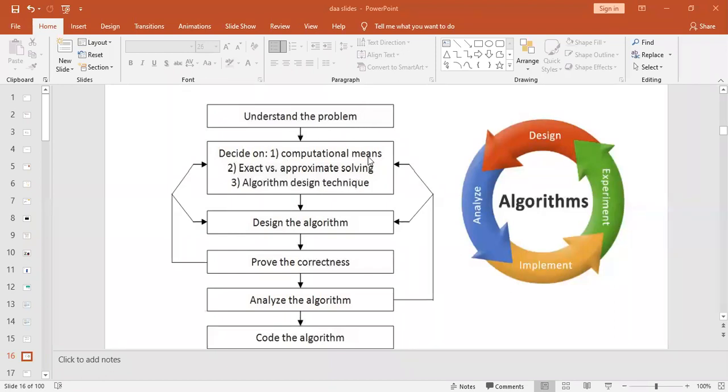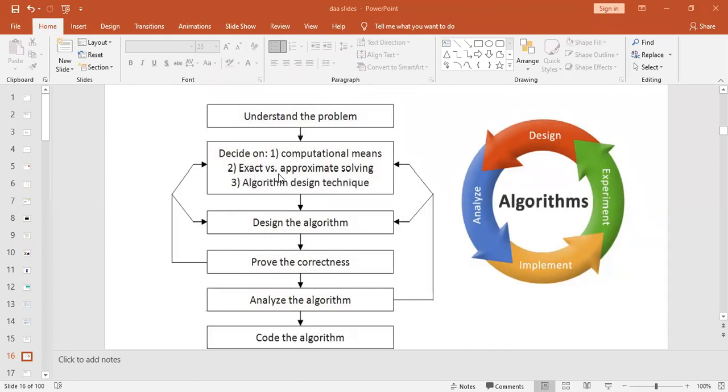So decide on computational means, exact versus approximate, algorithm design technique. So first, what is the problem given and how to write the step-by-step procedure to solve the problem. So first you have to understand the problem and computational means. So how are you going to compute? Computational means you have two concepts we have already discussed. Computing means its complexity. One is space complexity, the other one is time complexity. So what output you should get and what output you are getting.